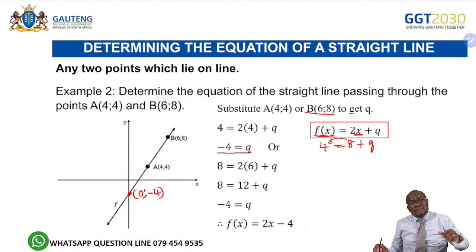And then there's a second method that is using simultaneous equations. This is very, very important for you to understand. Right, we can create equation 1 using point A and equation 2 using point B, and then we solve the equations simultaneously. Now you have to know your simultaneous equations. We can solve simultaneous equations by substitution, by elimination, and even equating. But I'm going to use substitution.